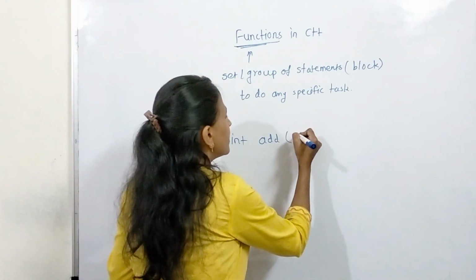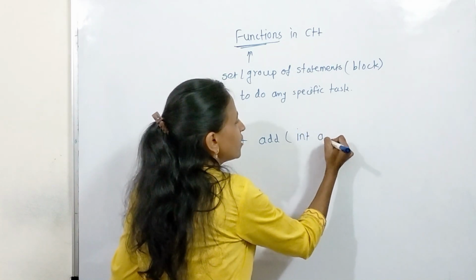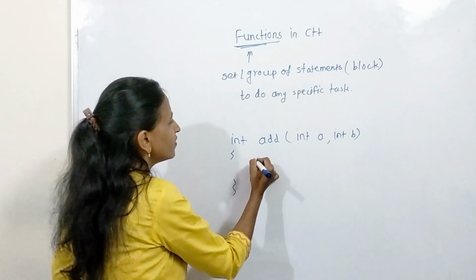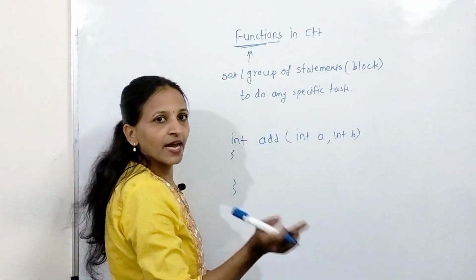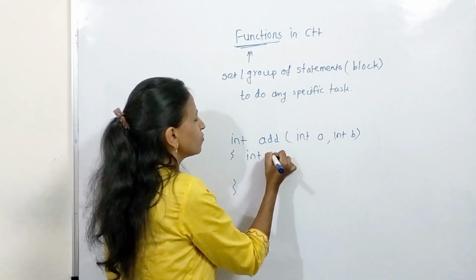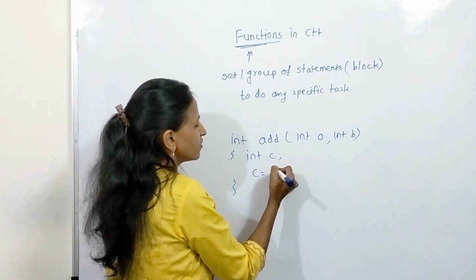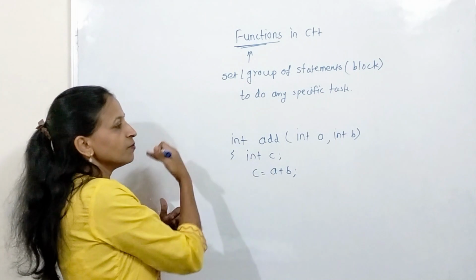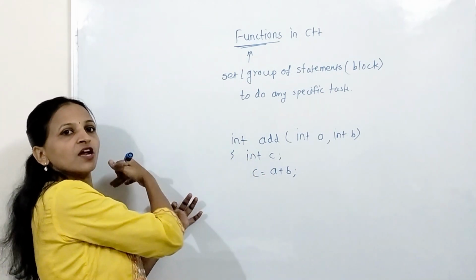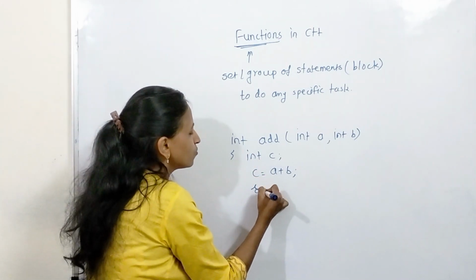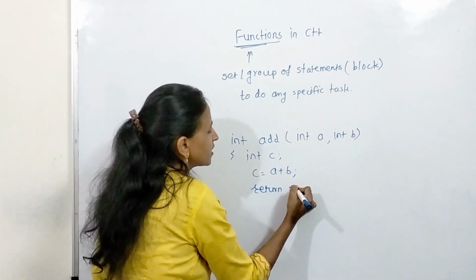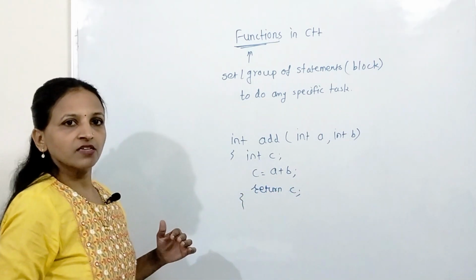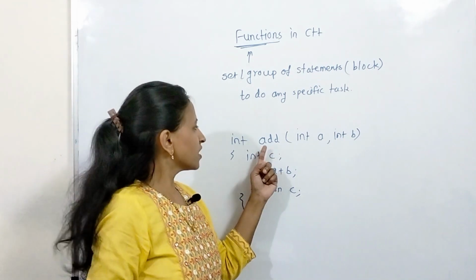Now here add, and here let's say I want to pass two values, integer a, integer b. Then I will calculate the addition of this a and b. How? Here we have to declare one more variable, c equals a plus b, and that c value I can pass from that function outside, and for that we have to use the return statement, like return c. Getting? See what I have written here, the function name is add.